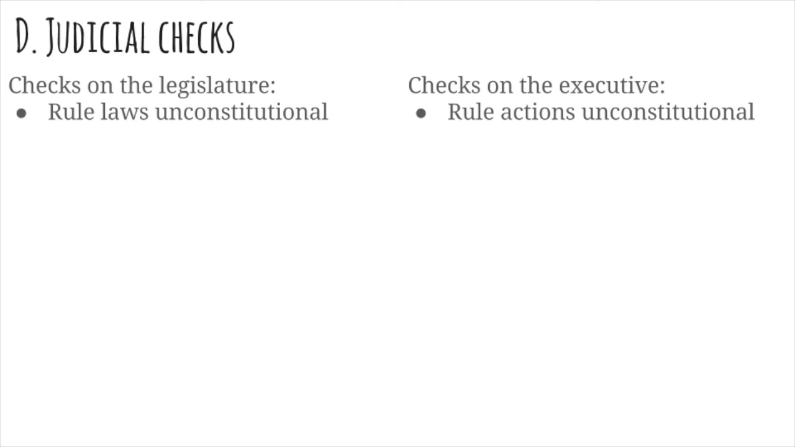The judicial checks on the legislative would be to rule laws unconstitutional. By far they're most important and established in the case known as Marbury v. Madison. And their main check on the executive would be to rule executive actions unconstitutional. One of the cases working its way through the Supreme Court right now is whether or not President Obama's executive actions on climate change are constitutional or not. So that's an example.